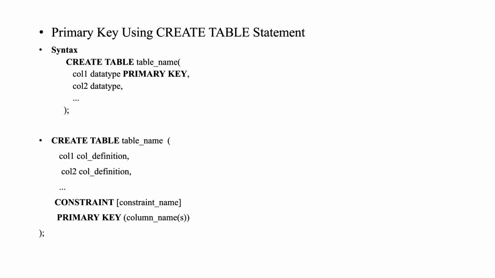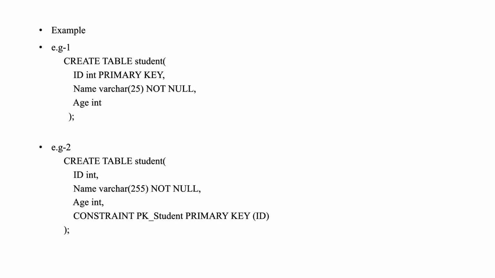Okay, second syntax: create table, table name, then column 1, column definition means its data type. Then second column up to n column, then constraint keyword, constraint name. Here we can mention any valid constraint name. Then primary key keyword and in brackets column names. Example, here we are applying primary key on id column.